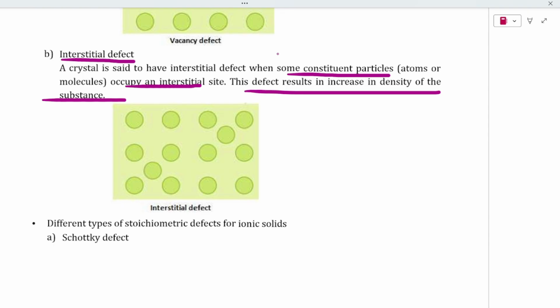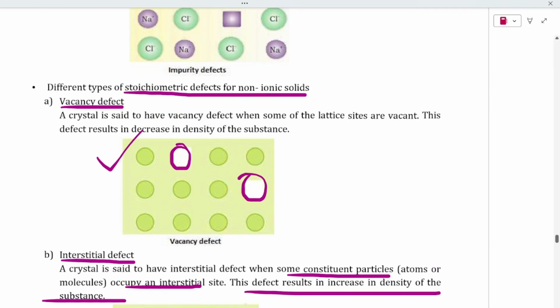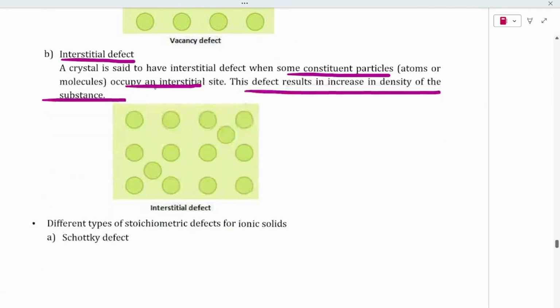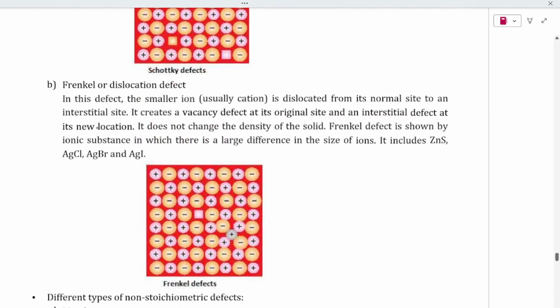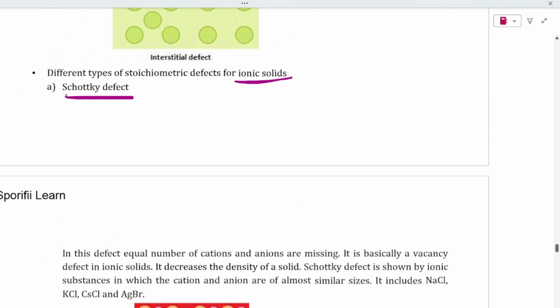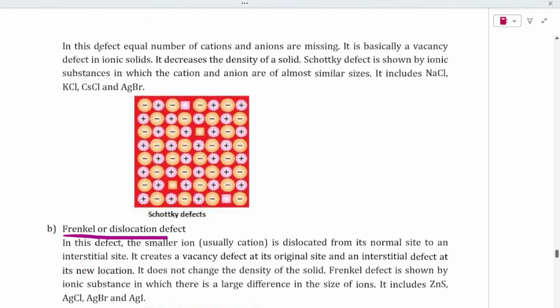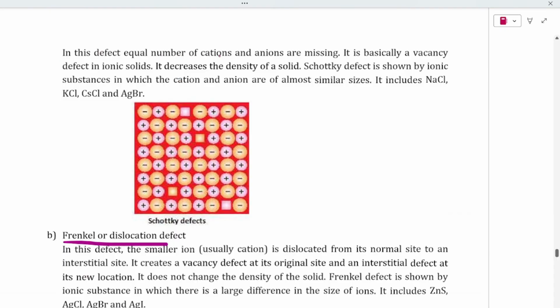That was for non-ionic solids, right? For ionic solids, there are two defects, Schottky and Frenkel. Frenkel is also called dislocation. In a Schottky defect, an equal number of cations and anions are missing. Remember the words equal number. It is basically a vacancy defect and it decreases density. Let's see what density is.